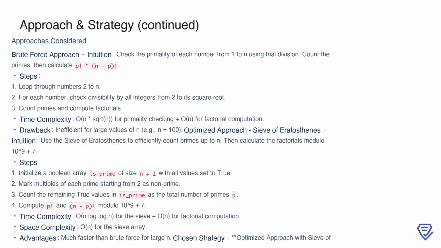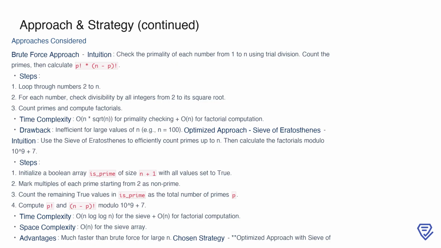Checking primality for each number is computationally expensive, with a time complexity of O(n * sqrt(n)), and the factorial computation adds another O(n) overhead. This quickly becomes infeasible for large values like n equals 100.